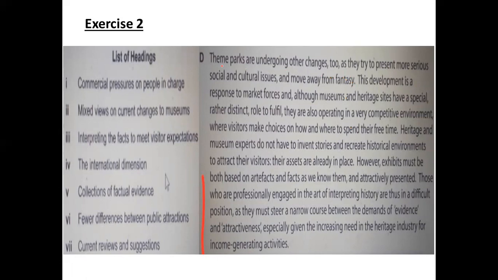So now listen. Theme parks are undergoing changes as they try to present more serious social and cultural issues. So this place is talking about changes happening to theme parks. Now, anytime you see this pointer signaling, it says this development that we are talking about here, this change, is a response to market forces. Very essential.